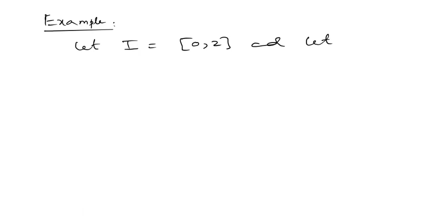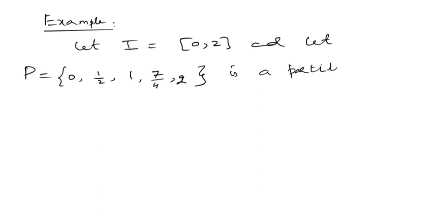You can take an example and find the mesh of any given partition. Let's take the interval I equal to [0,2], and let P be the partition with first point 0, then 1/2, then 1, then a point greater than 1, say 7/4, and then 2. Obviously these points are in increasing order: 0 < 1/2 < 1 < 7/4 < 2. So it is a partition.